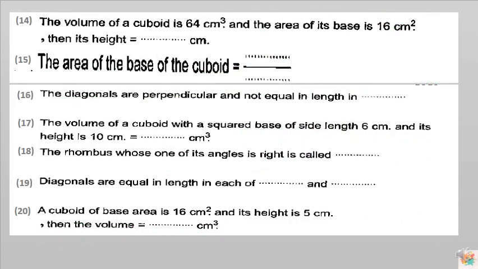Question number 14. The volume of a cuboid is 64 and the area of its base is 16. Then its height? Don't forget we have two rules for the volume of a cuboid: length times width times height, or base area by height. We use one or the other depending on what is given. Since here they give me the base area, I say the volume is 64 and the base area is 16. So 64 divided by 16 equals 4 centimeters.